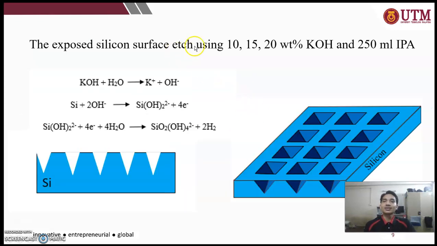And then the exposed silicon surface will be etched using 10, 15, 20 percent potassium hydroxide and 250 ml isopropyl alcohol. So I expect to get this uniform, low reflectance, and smooth inverted pyramid silicon surface structure like this figure. And this is the chemical reaction of this process. So in the final result of this chemical reaction, silicon dioxide with the ion is easily dissolved, and this silicon will get etched, and I expect to get this result.